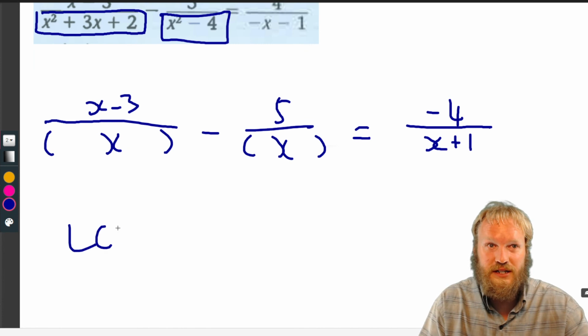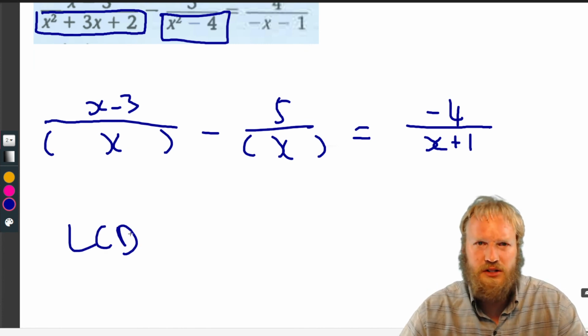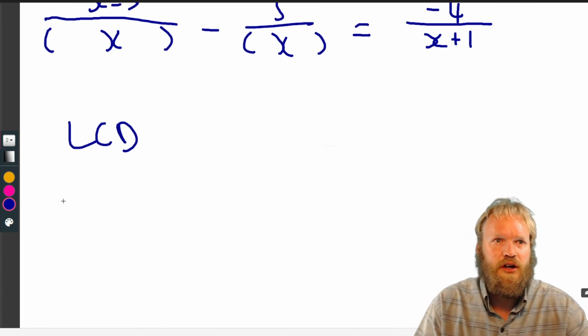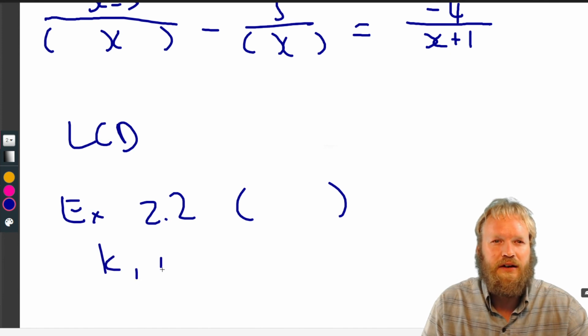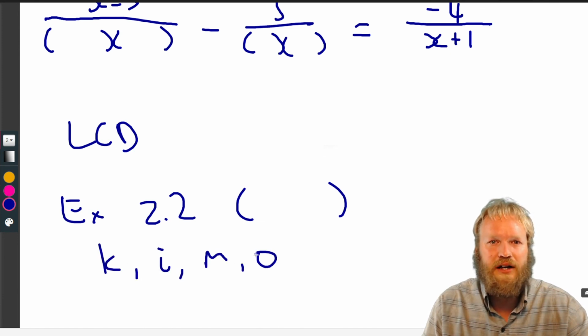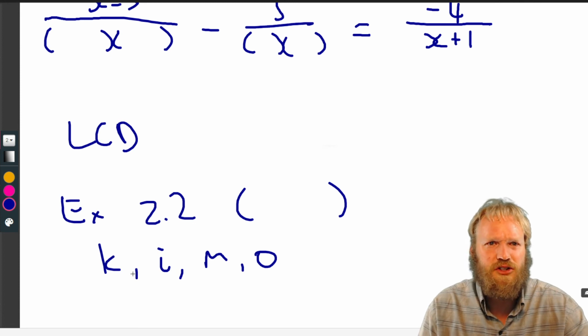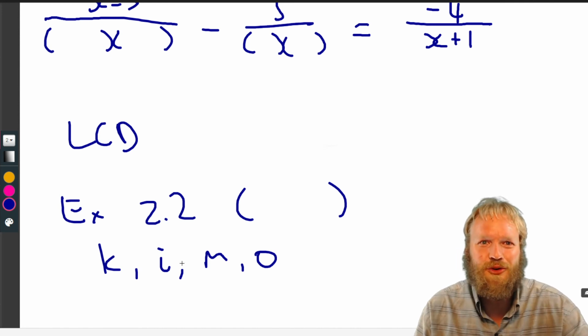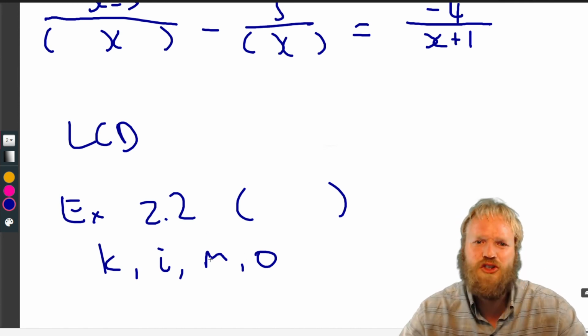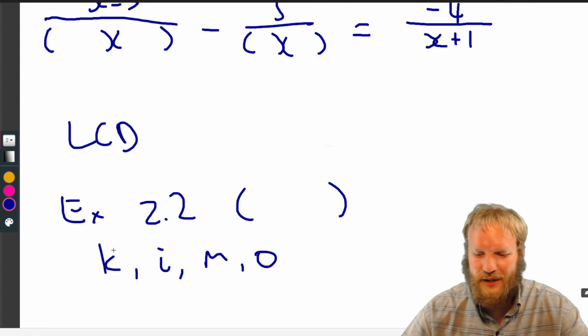Try and find your LCD and just try that out. And then work through exercise 2.2, I think I said. I'll have to double check the page now. But I know I had K, I, M, and O. And I've suggested you do it in that order, just because K looks like those and I looks a bit different. So that's the order I suggest. Just 4 of those. Give it your best go. And let's take it from there.